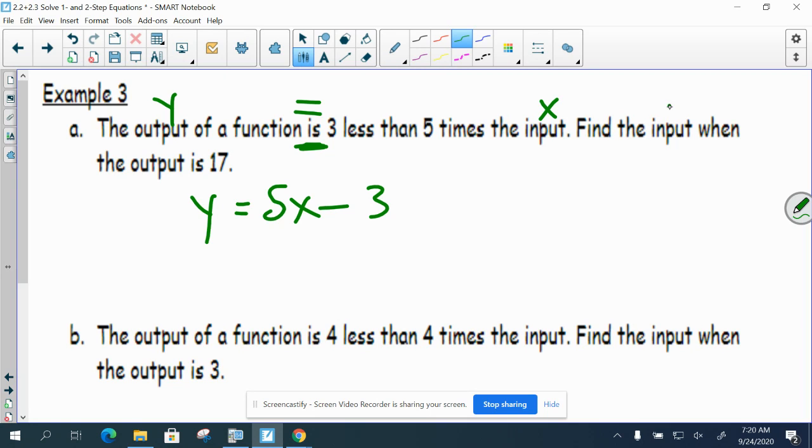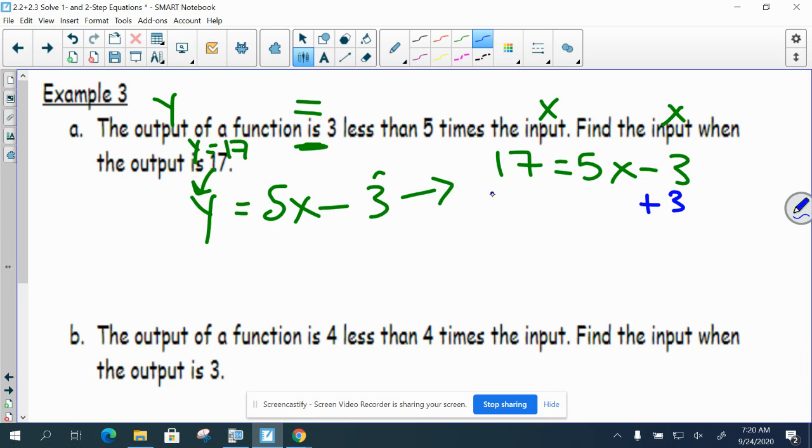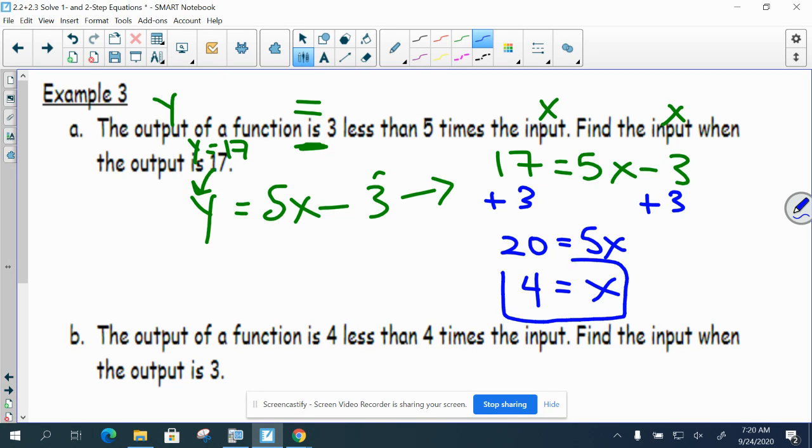Find the input, so find x when the output y is equal to 17. So all that means is that we have to plug 17 in for y and solve for x. So this should look just like the problems we were just doing in a two-step equation. So 17 equals 5x minus 3. First you would want to add the 3 to both sides. So you get 20 equals 5x. Divide both sides by 5, and you get x equals 4. So that would be the input when the output is 17.